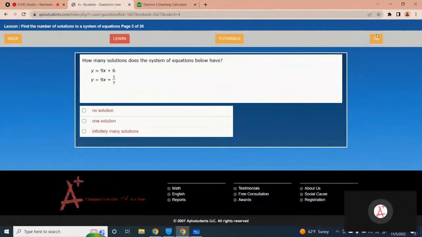Okay, how many solutions does the system of equations below have? y equals 9x plus 6 and y equals 9x plus 1 over 7. Okay, the slopes are exactly the same, but they have different y-intercepts. So when the slopes are the same and the y-intercepts are different, that means the system has no solution. Got it?